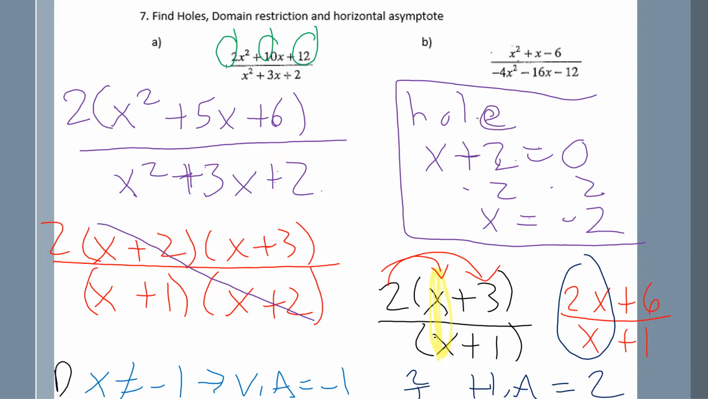So there we go. We found the hole to be negative 2. We found the domain restriction to be negative 1. We found the vertical asymptote to be negative 1, and we found the horizontal asymptote to be 2. And that is how you do part A of 7. All right, I'm going to do B on the same thing, but I'm going to erase all this. So if you need more time with this, I encourage you to go rewind and go back.